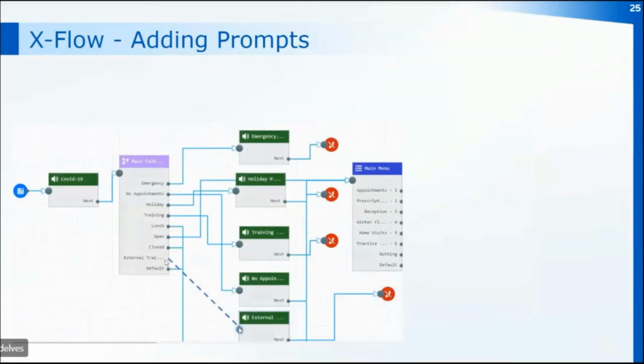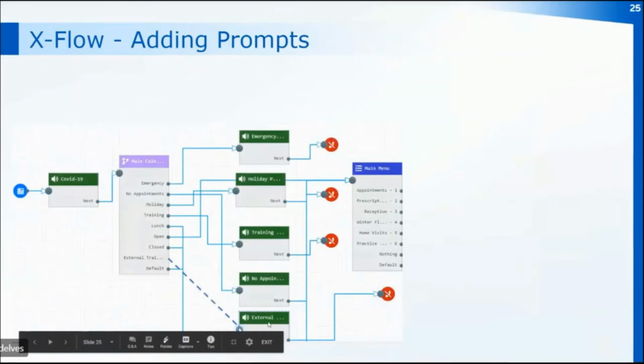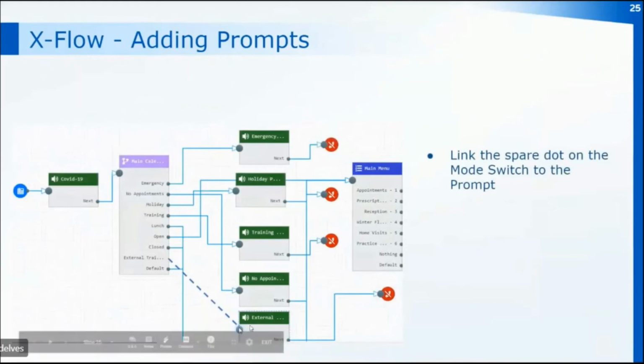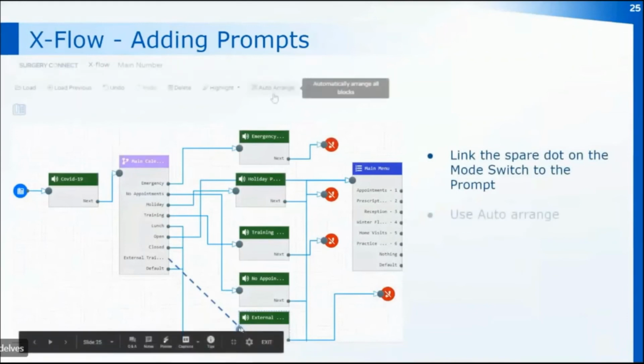So we've got external training here. We've got our external training prompt. All I need to do now on my Xflow is to join the dots. So I'll take the dot from the external training down to my prompt, and that will then create a link for that particular process. I can then use auto arrange once I've got those linked, so that it spreads it out on the screen a little bit easier, so it's easier for me to read.